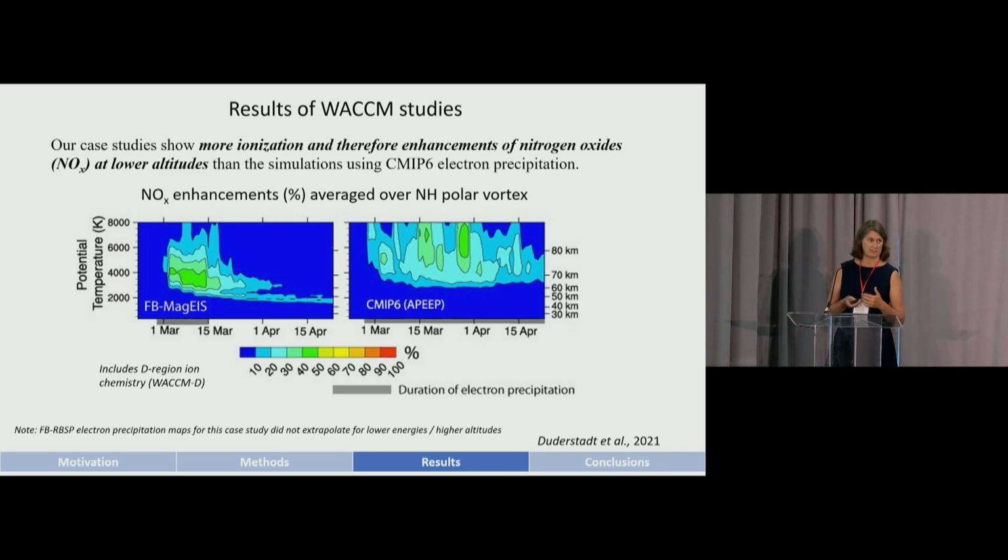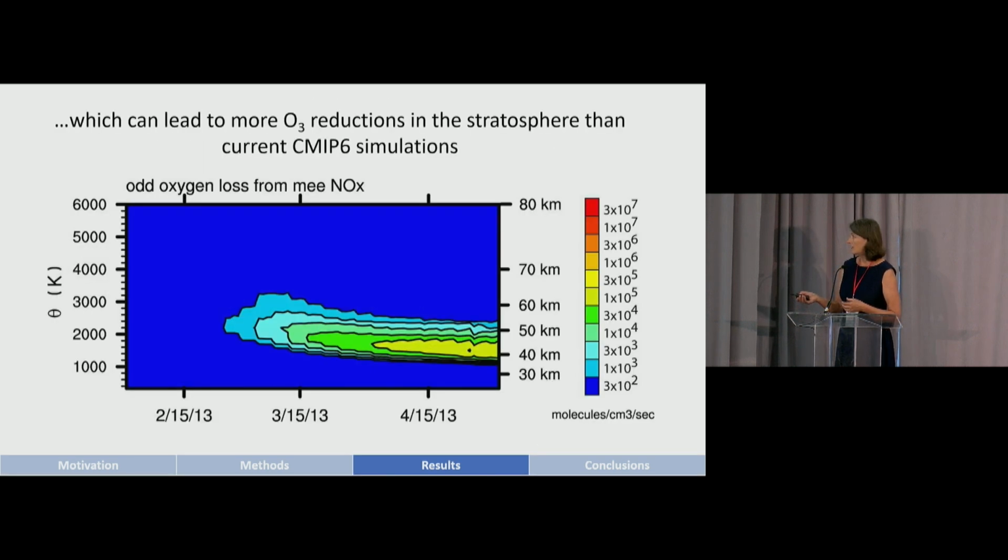So our studies, which have primarily been case studies of events to date, are showing that when we put in these energies that are important to the middle atmosphere, we are seeing ionization and enhancements of nitrogen oxides at lower altitudes than the current CMIP6 simulations. And of course, this is important because this means that there are also enhanced ozone reductions, more ozone reductions in the stratosphere than the CMIP6 simulations might be predicting.